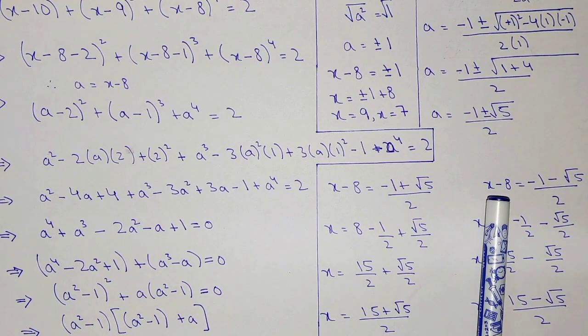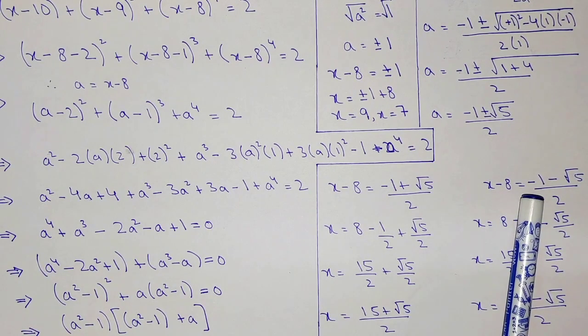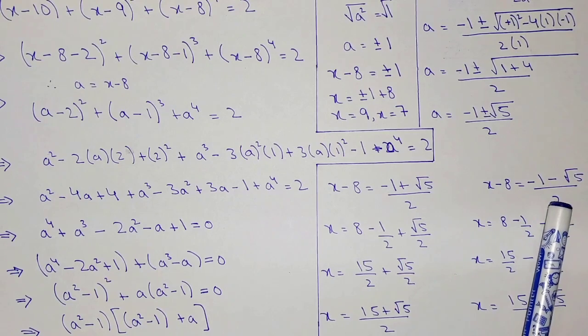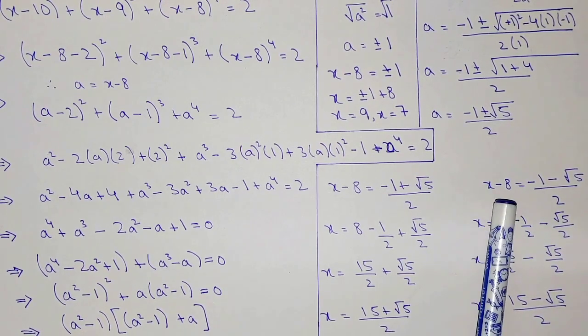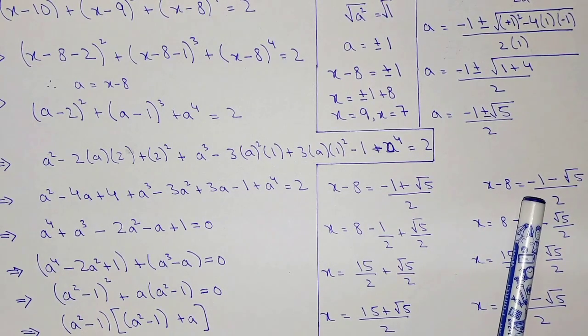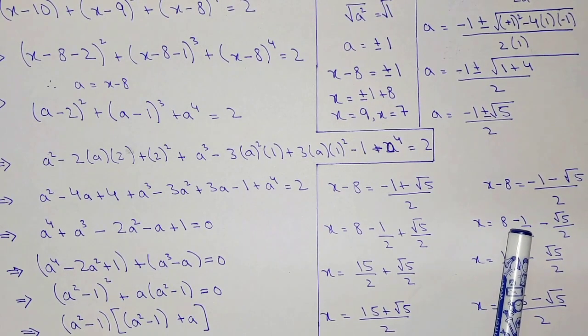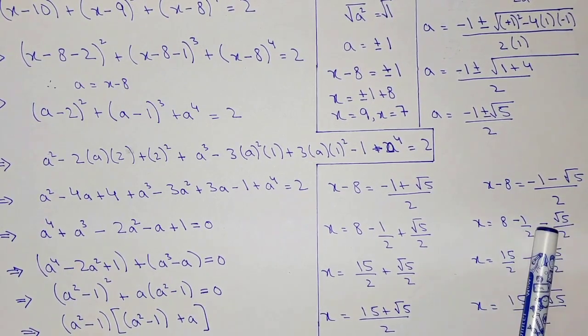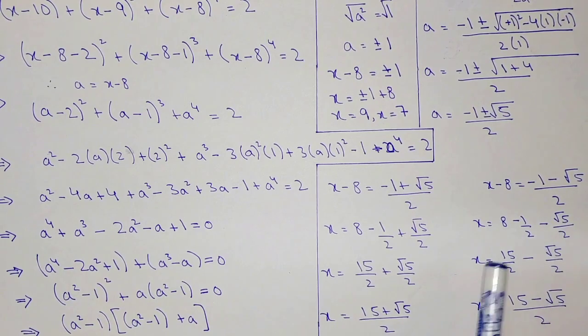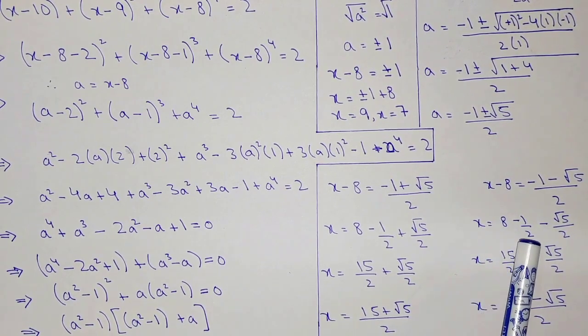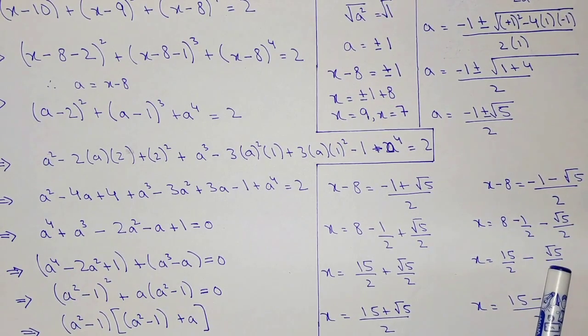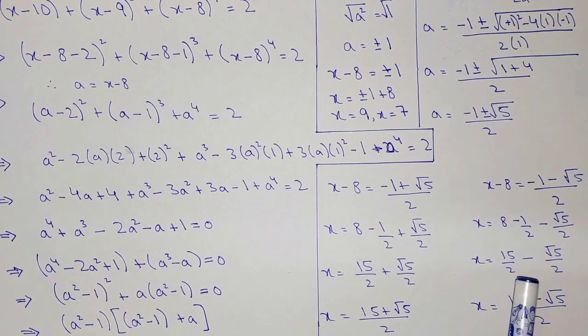So here we have x minus 8 equal to (minus 1 minus root 5) divided by 2. So x will be equal to, bringing minus 8 to the right hand side, plus 8 minus 1 over 2 minus root 5 divided by 2. So x will be equal to 8 into 2, that is 16, 16 minus 1 is 15, 15 divided by 2 minus root 5 divided by 2. So (15 minus root 5) divided by 2. So this is another value of x.